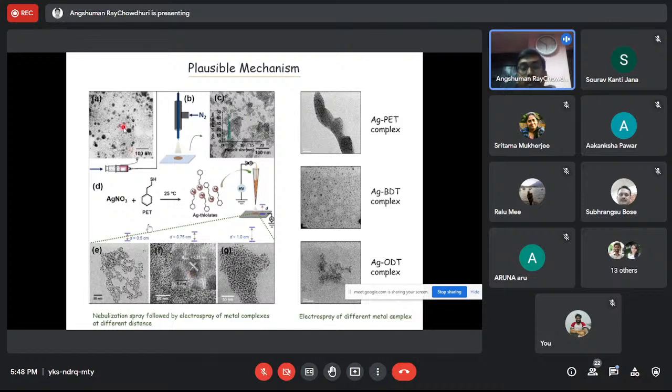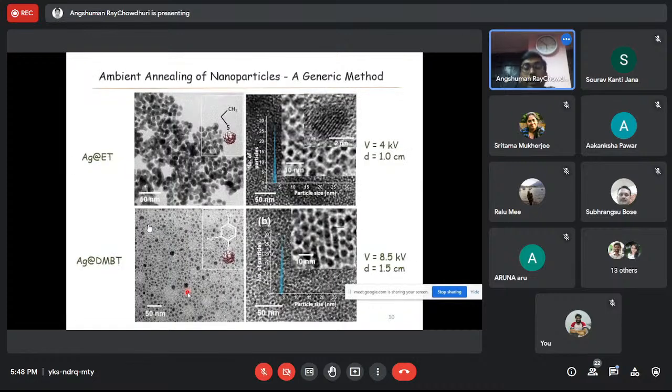This means the polydispersed particles produce transient precursor species as silver thiolates, and they reorganize again to form the monodispersed particles. Because for the control experiments also, we took silver thiolates and sprayed at 3 different tip to collector distances, and we saw that at the 0.75 centimeter distance, the perfect superlattice structure is arising.